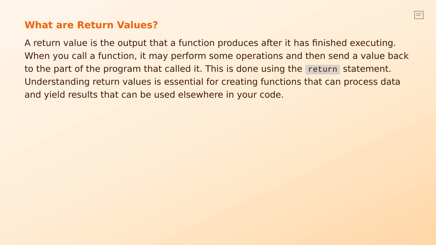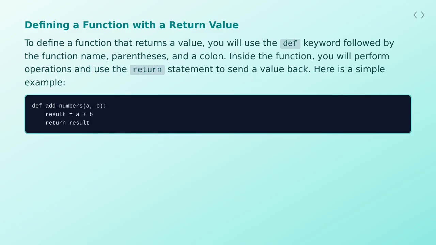Understanding return values is essential for creating functions that can process data and yield results that can be used elsewhere in your code. Now, defining a function with a return value. To define a function that returns a value, you will use the def keyword followed by the function name, parentheses, and a colon. Inside the function, you will perform operations and use the return statement to send a value back. Here is a simple example.